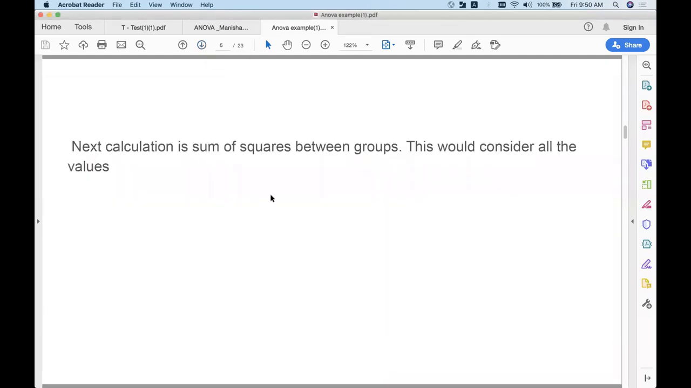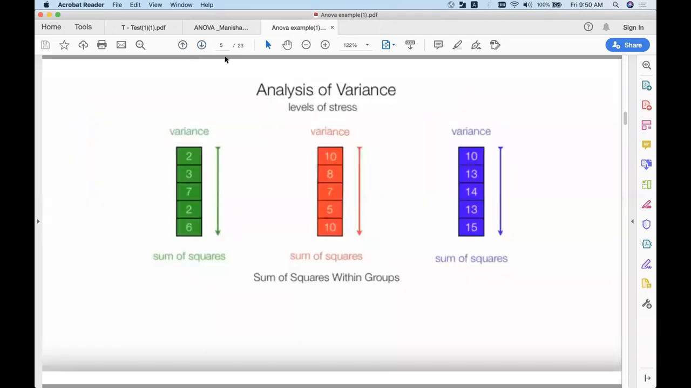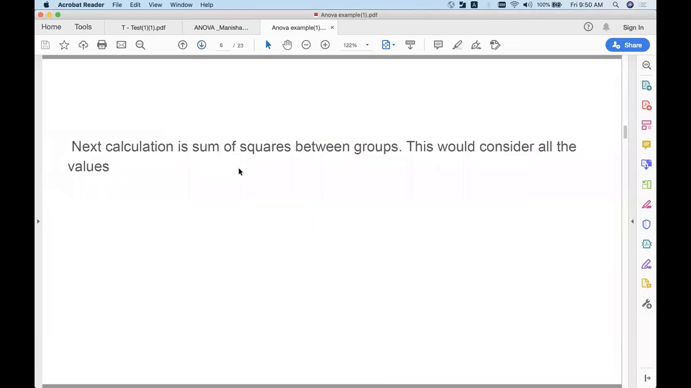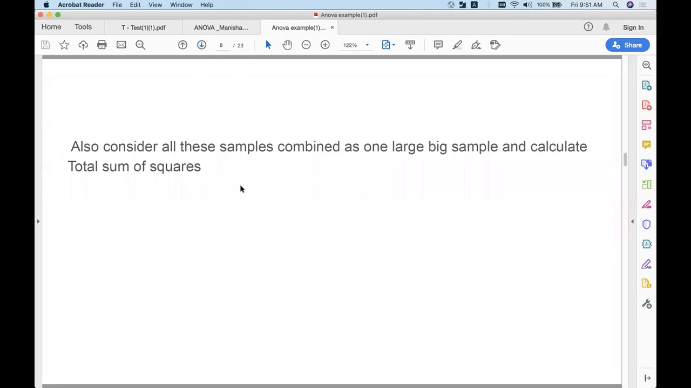So the first calculation is to calculate the sum of squares for each group individually. What is the next step? The next calculation is the sum of squares between the groups, so this would consider all the values. And what is the next step? The second step is to also consider all the samples combined as one large sample and calculate the total sum of squares.